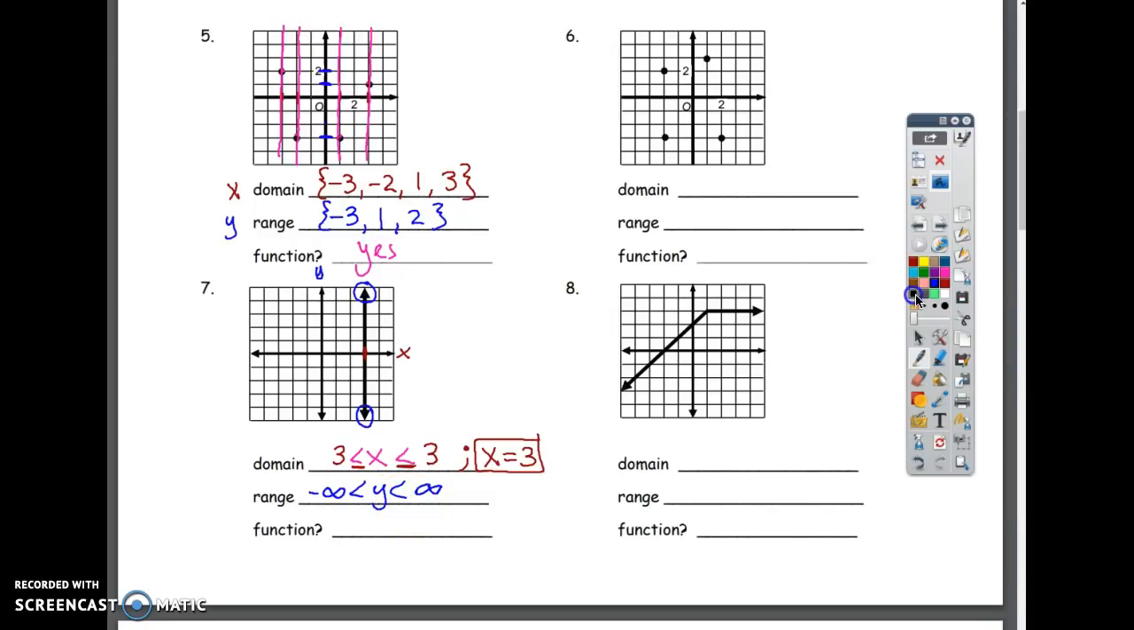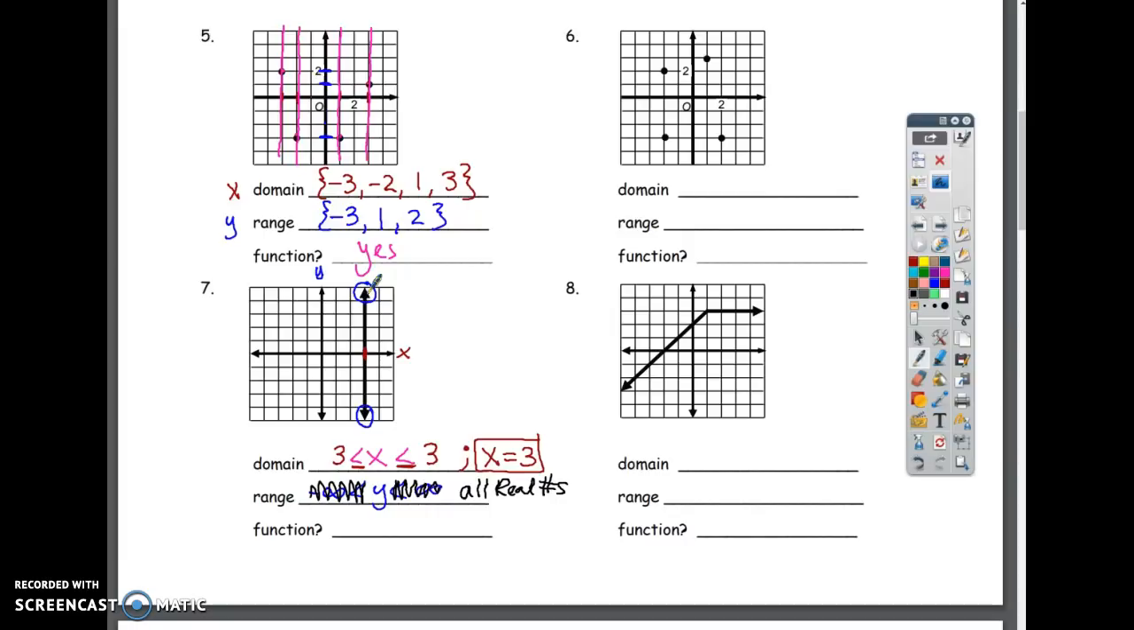When that happens, you're going to get rid of the infinities. So I'm going to get rid of this one, and I'm going to get rid of this one. And then we're just left with y, because y is all real numbers. Okay? The range is all real numbers for this one because it goes from negative infinity to infinity. That means it touches all the real numbers that we have.